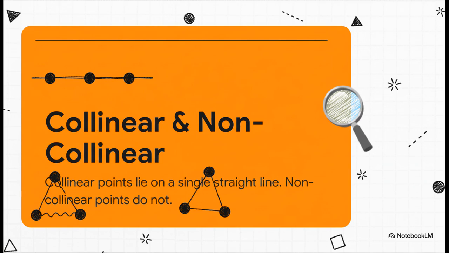So what about when you have a bunch of points hanging out together? Well, it's pretty straightforward. If you can draw one single straight line that hits every single one of them, we call them collinear. But if they're all over the place and you can't connect them with one straight line, then they're non-collinear. Simple as that.